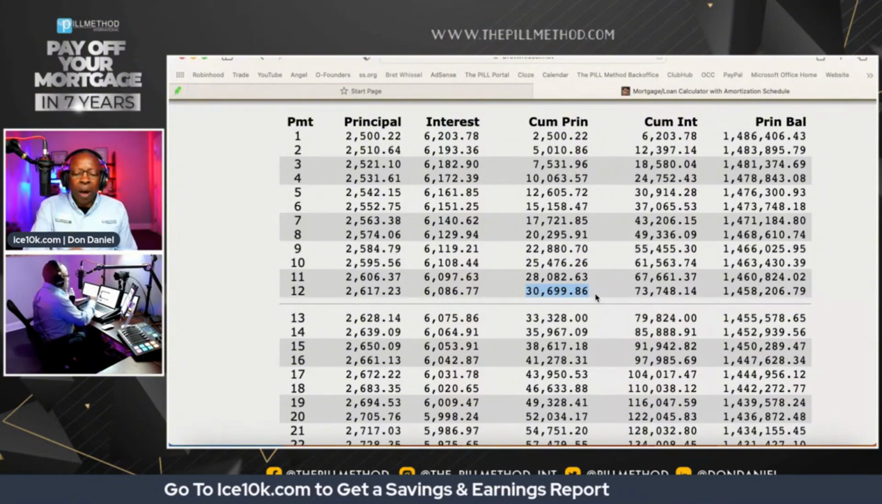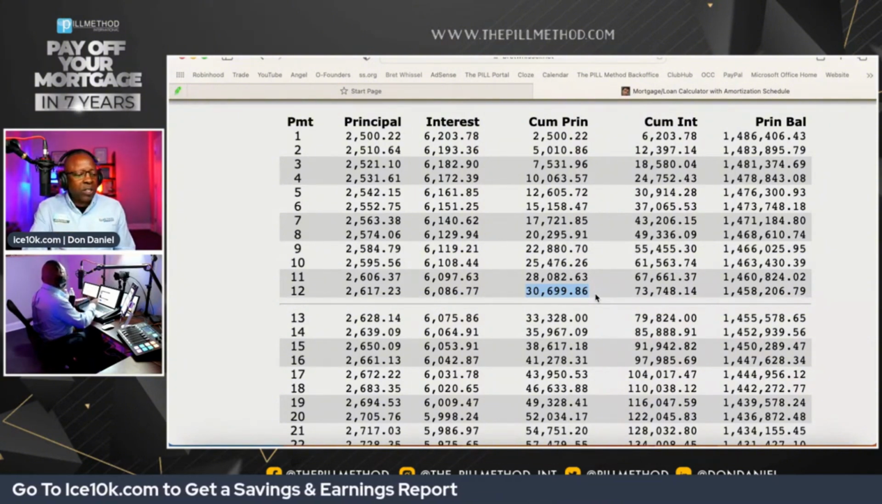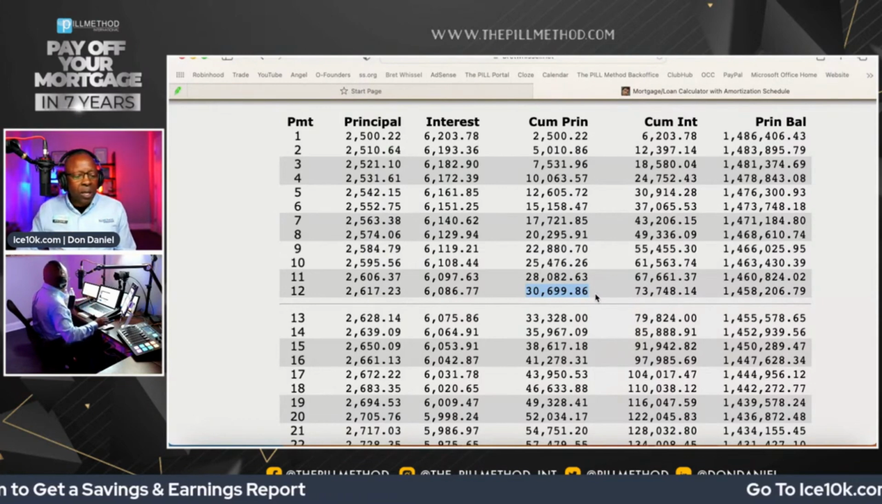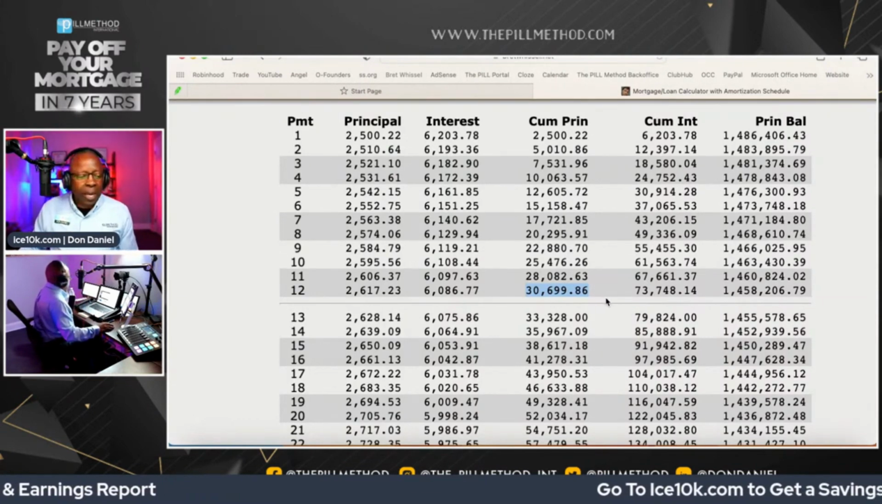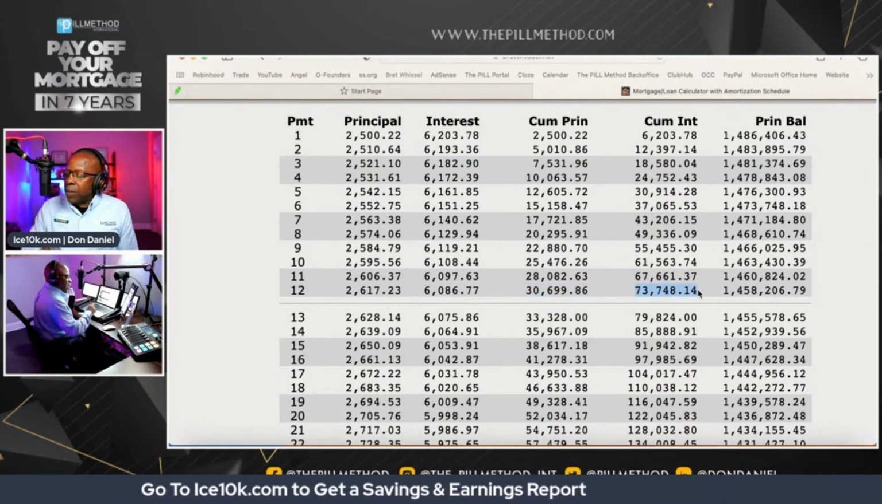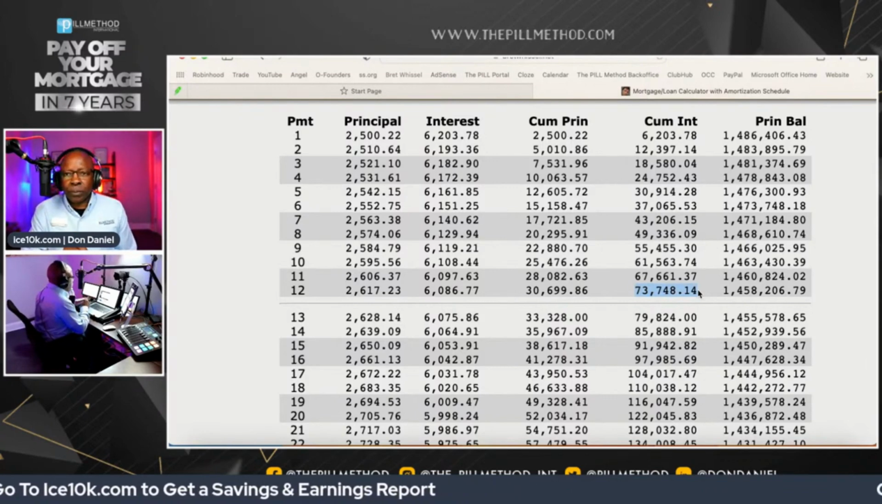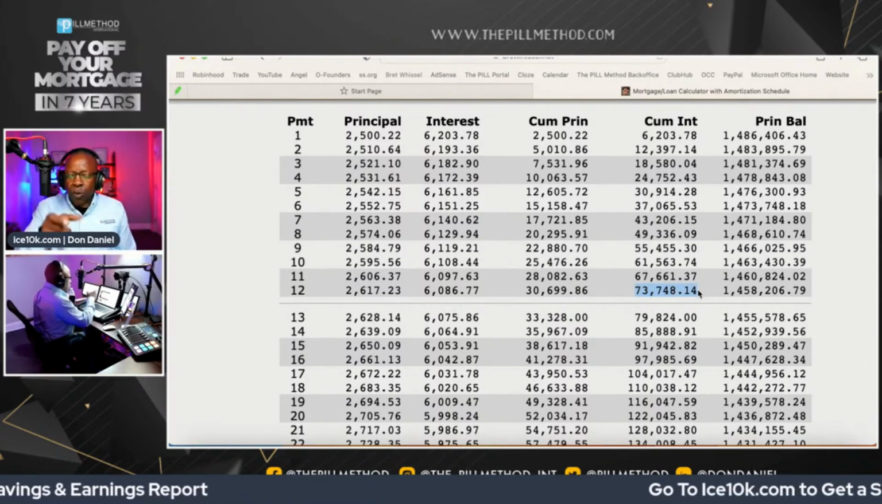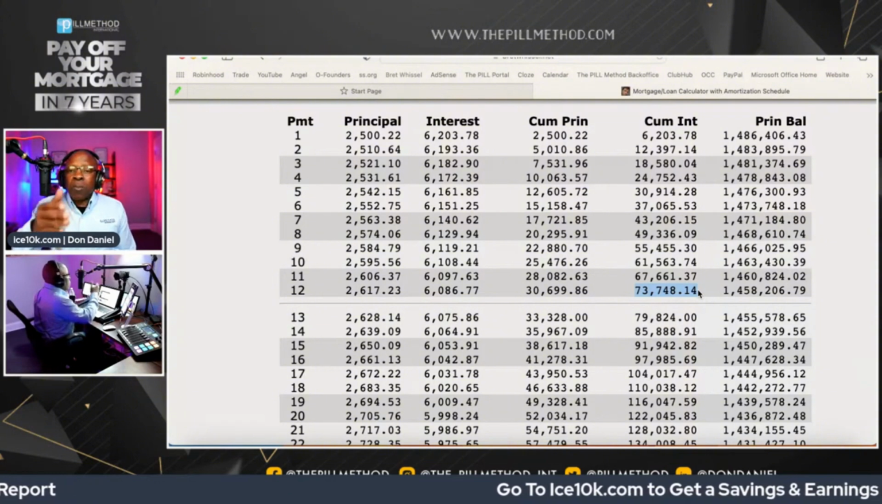That is the amount of equity you've just received, $30,000. But how much interest did you pay to get it? Look here, $73,748.14. If you are a real estate investor and you're renting out this commercial property and you're making money, I mean, you're making really good money with the rents coming in.